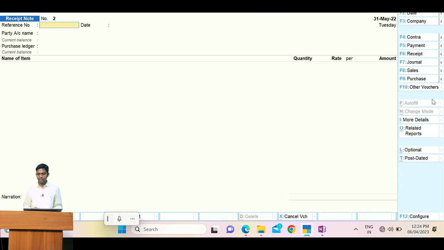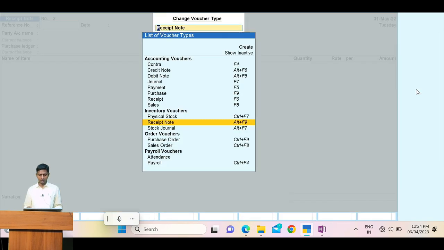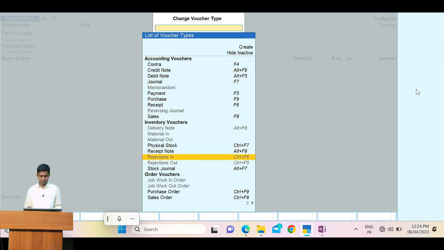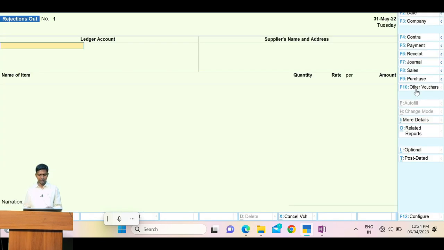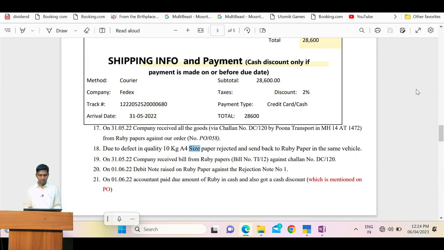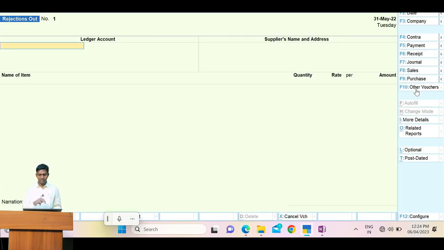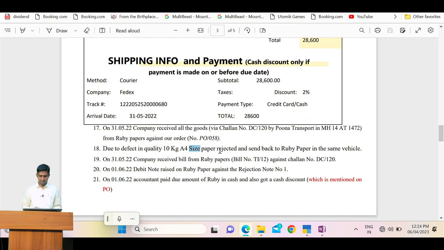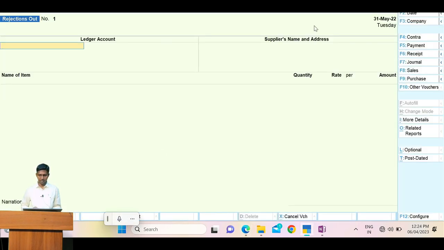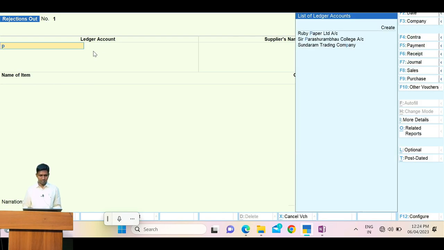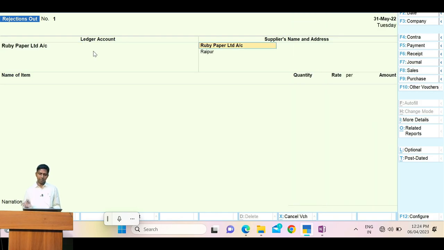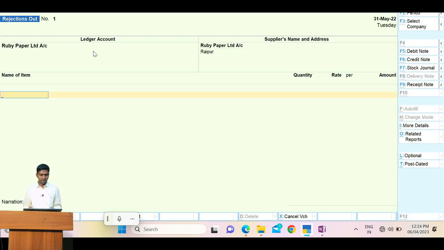Therefore, this is the rejection out voucher type. Rejection out, you will not get it in this screen. Now rejection out, you are sending, activate it. And then whom you are sending, first Tally is asking the ledger name. On which date you are sending, on the same date, 31st 5, the date is correct. And then the ledger, which ledger, I think you are sending Ruby Paper. Okay, Ruby Paper, and then party also Ruby Paper, correct? Now that is correct.